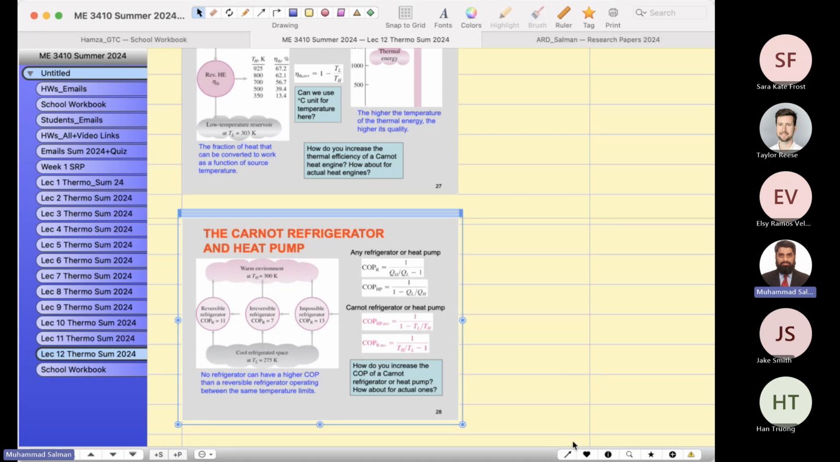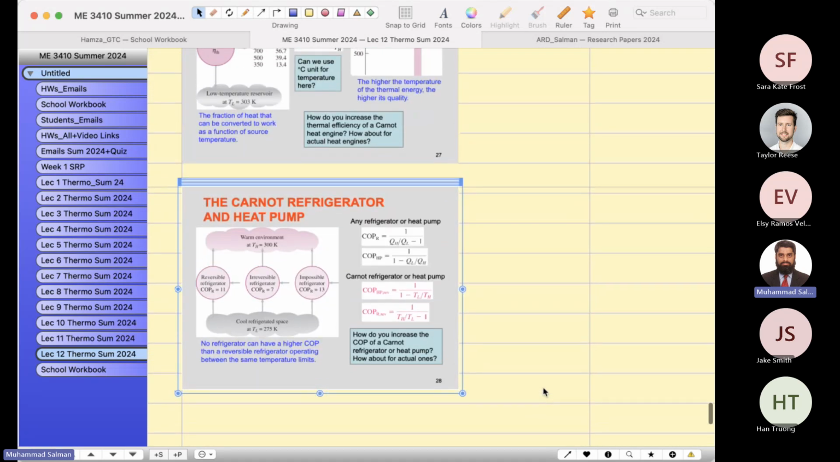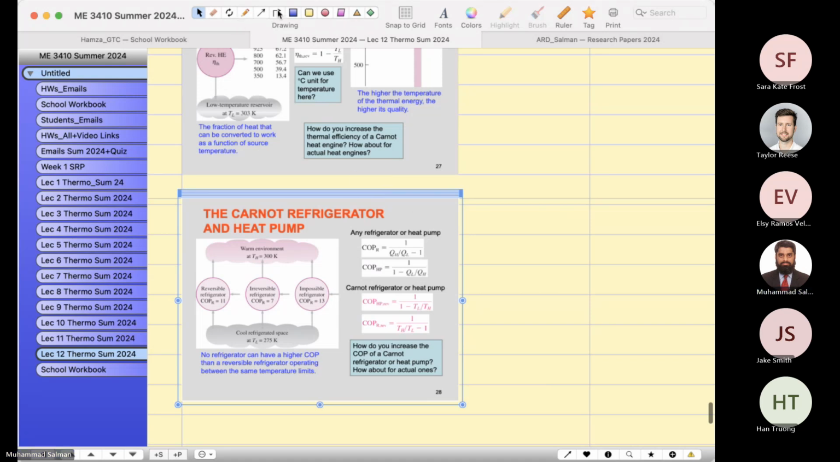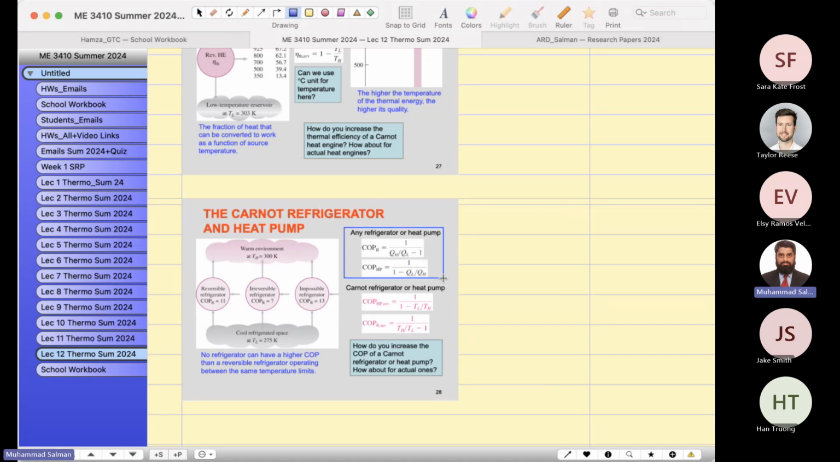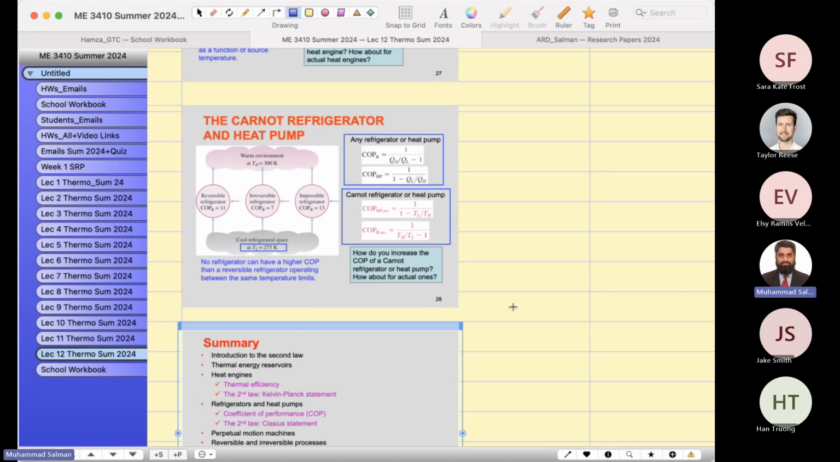Again, now you can apply the same Carnot cycle to refrigerators and heat pumps. You see, this is for any heat pump or refrigerator. But for Carnot, which consists of all reversible processes, you just replace the ratio by the temperature. The temperature must be in Kelvin. You cannot use this ratio in Celsius. With this, we have finished this chapter.